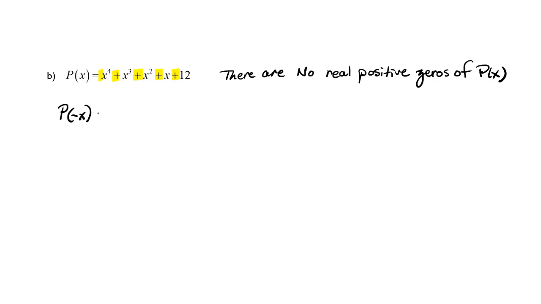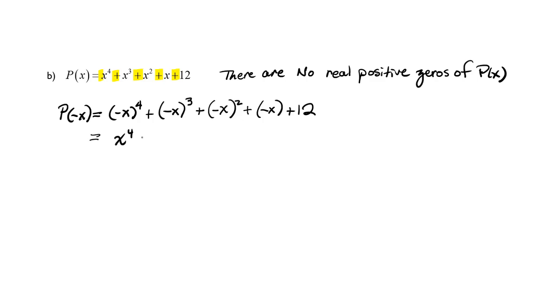Now let's talk about p of negative x. This will check for our negative zeros. Substituting negative x to the fourth plus negative x raised to the third plus negative x raised to the second plus negative x plus 12. Simplifying, we will have x to the fourth minus x to the third plus x squared minus x plus 12.